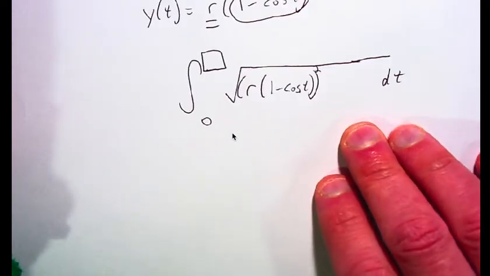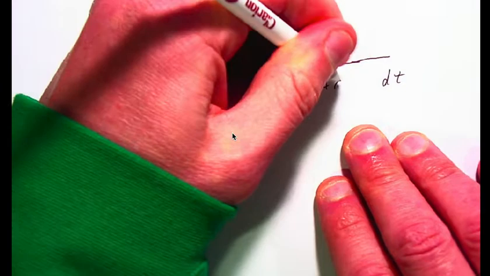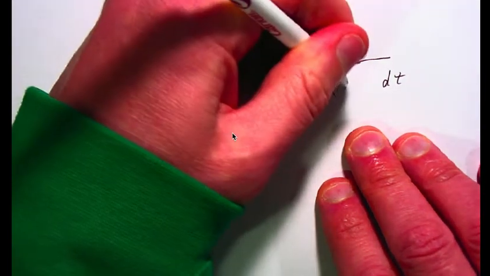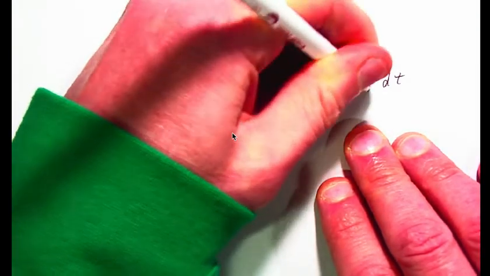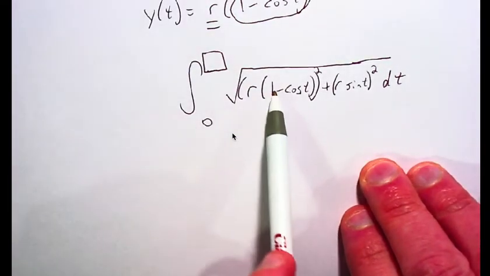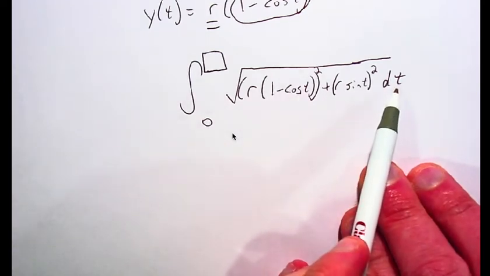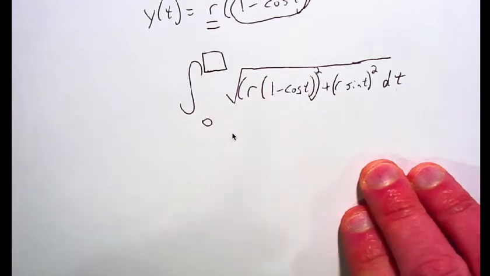And then we'll do the same thing with y. We'll take the derivative of y, which will give me r times, I think, just sine of t, and square. And the tricky part about this one is that the variable of integration is t. R, again, is just sort of a constant.